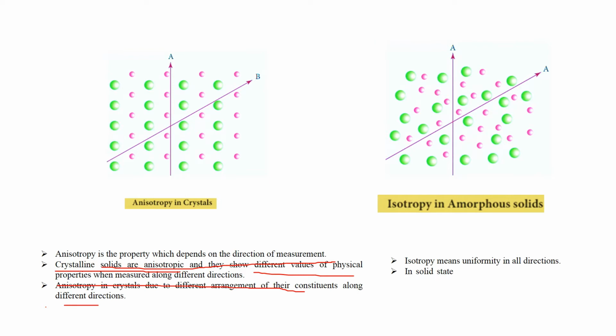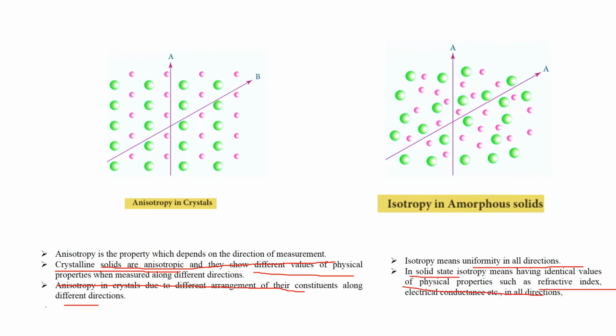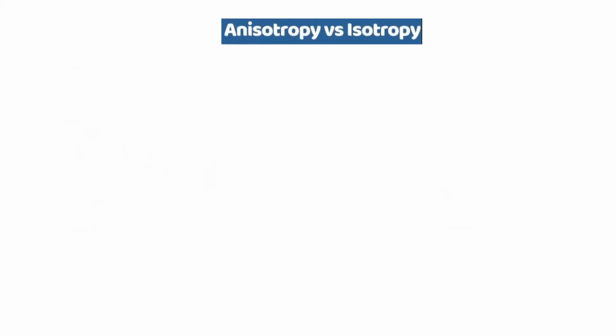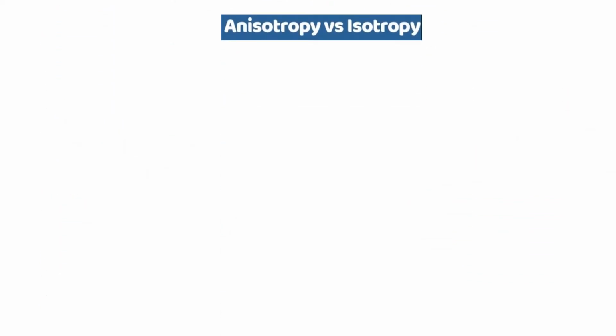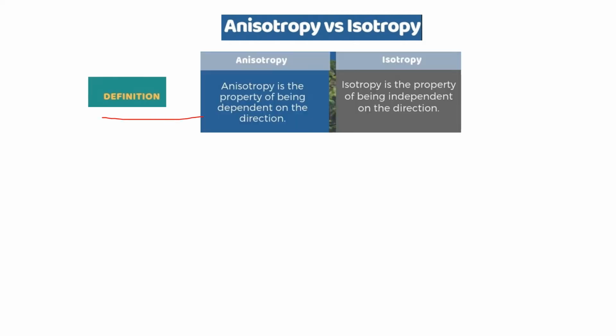And now isotropy means uniformity in all directions. In the solid state, isotropy means having identical values of physical properties such as refractive index, electrical conductance, etc., in all directions. And now the difference between anisotropy versus isotropy. First of all, the definition: anisotropy is the property of being dependent on the direction, and isotropy is the property of being independent of the direction.